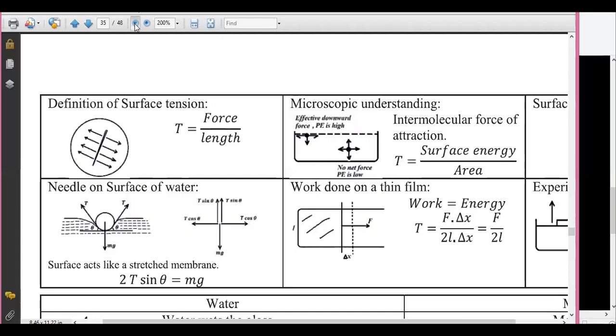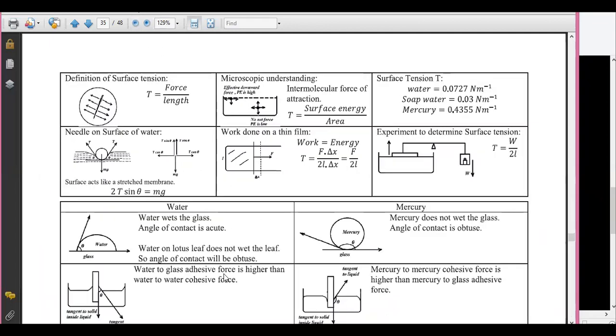So let me go back to this handbook here. What we have seen so far is the definition of surface tension, microscopic understanding of surface tension, needle on the surface of water, and then work done on a thin film. These are the four topics we have covered. Surface tension of some standard materials such as water, soap water, mercury, all these things are given over here. You see Newton per meter. Experiment to determine surface tension. This is also given in your textbook. So what we do is, let me copy this.